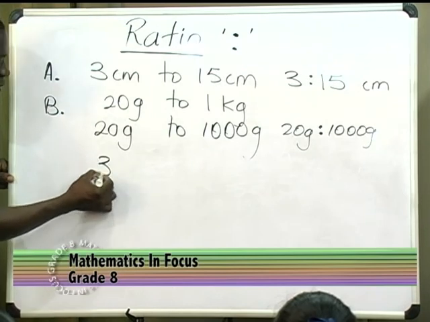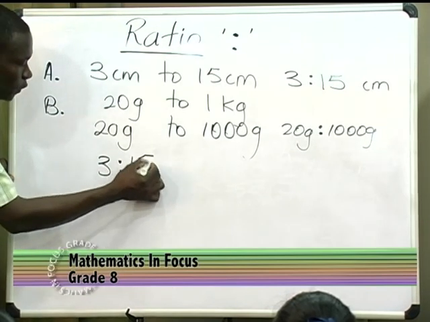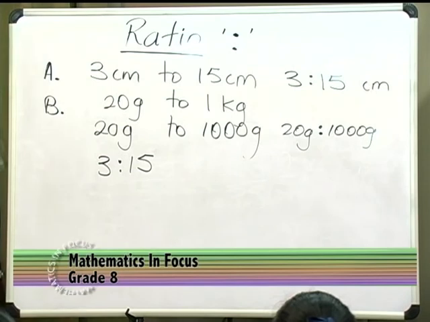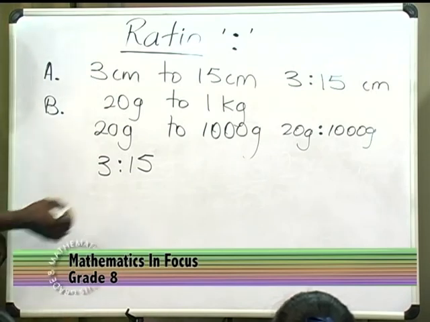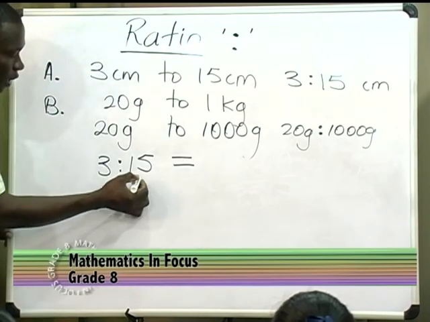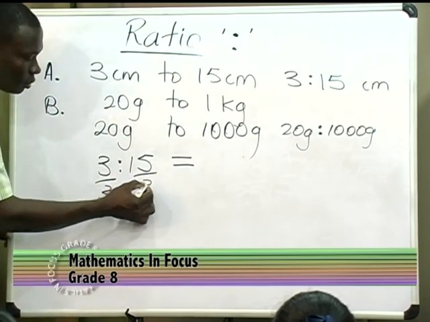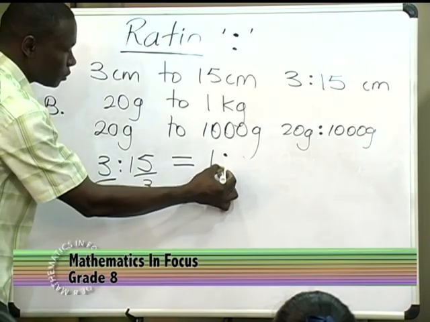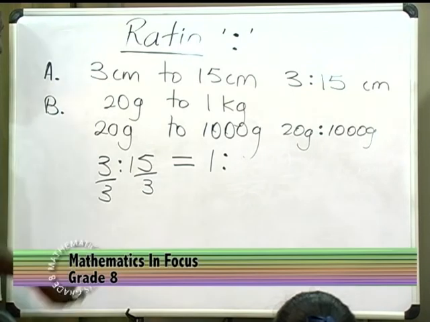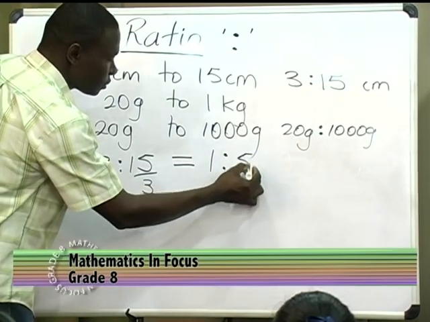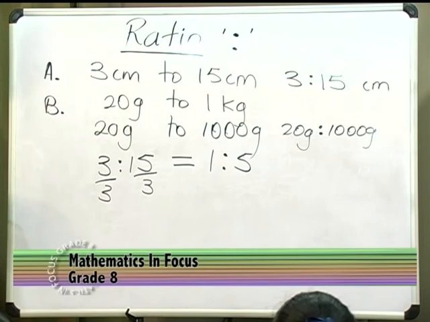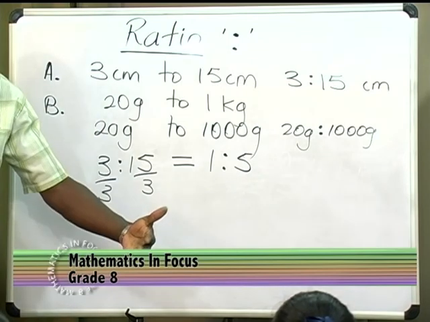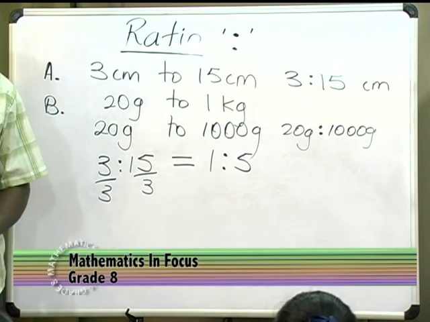We have 3 to 15. Is there a common factor of 3 and 15? Yes. What is that common factor? 3. So we would want to divide here by 3 and divide here by 3. 3 into 3? 1. Colon. 3 into 15? 5. Perfect. So what we can say is 3 to 15 is the same as 1 to 5. Is that clear? Yes, sir.